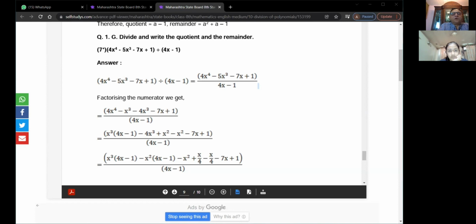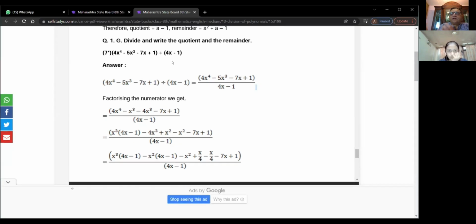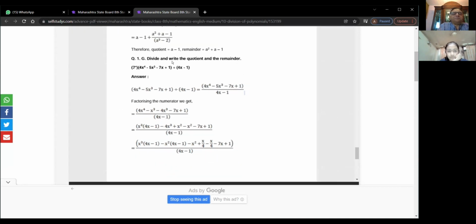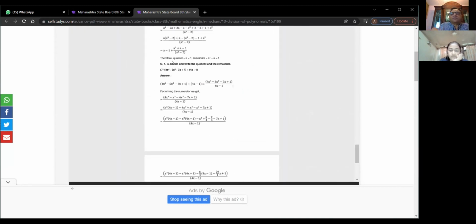So we have this question, let me rewrite it here. Okay, this is it. So the question here is, we have to divide 4x to the power of 4 minus 5x cubed minus 7x plus 1, right? We have to divide this by another term, which is 4x minus 1. Is it okay? Yes.